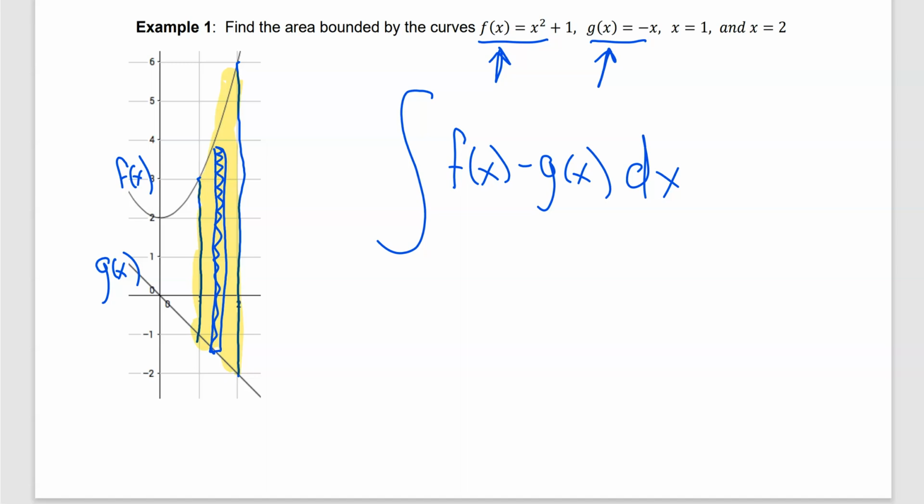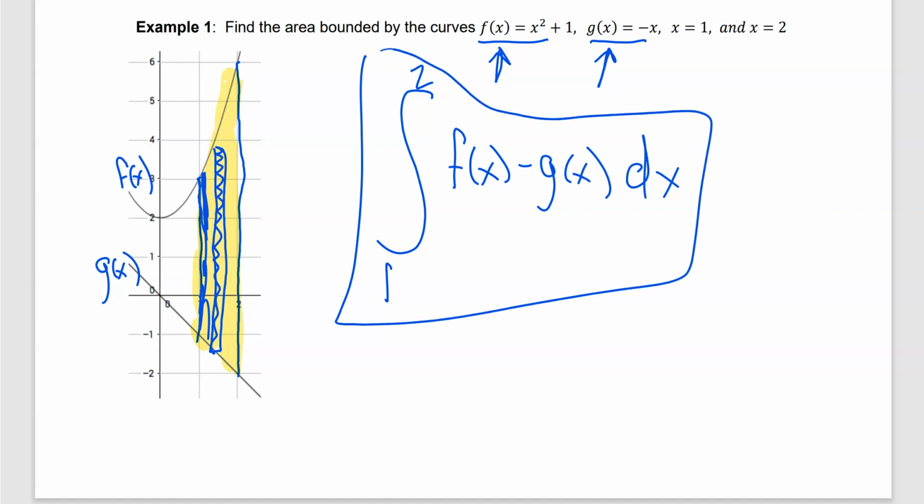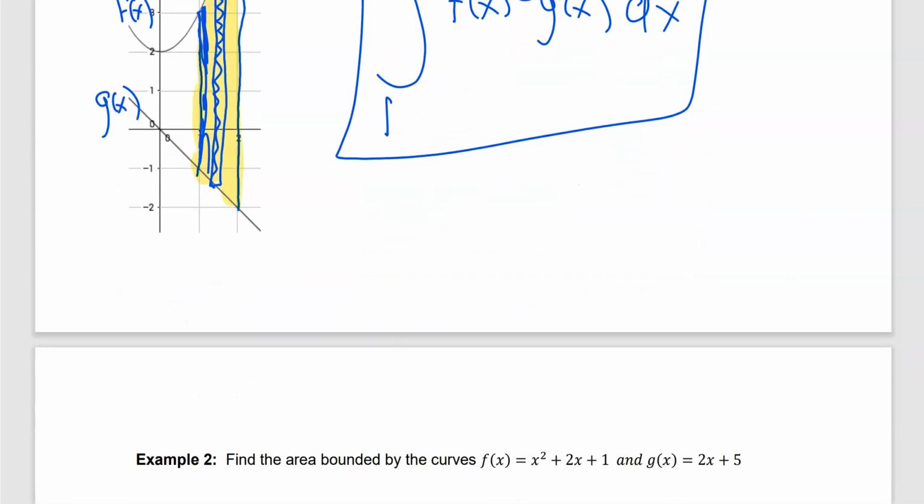And the endpoints. How far to the left does it start? I believe it starts when x equals 1, and it stops when x equals 2. This is what you would write out, and this is finding the area between two curves. Okay, let's do two more of these, and you've got some homework to do, which I've posted on the classroom.